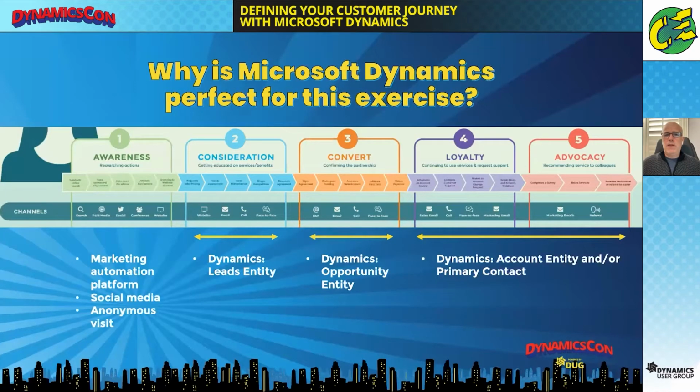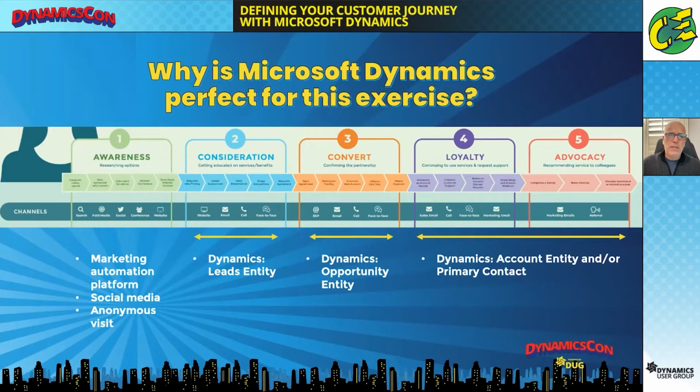But actually sometimes in the 1 to 6 category, they're a detractor. That is not a strong enough relationship to call someone an advocate. So what we're really striving for when we get to advocacy is those 9s and those 10s. So why is Microsoft Dynamics perfect for this kind of exercise for setting up the customer journey?